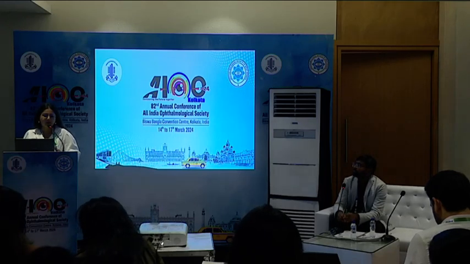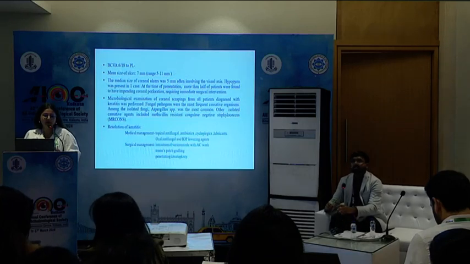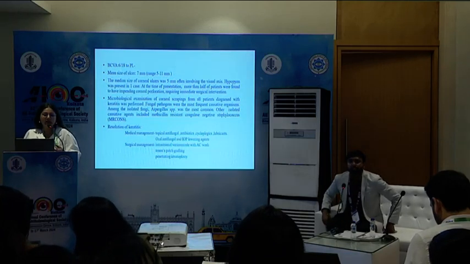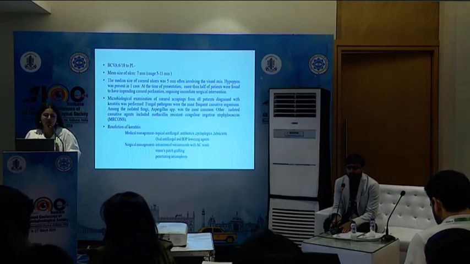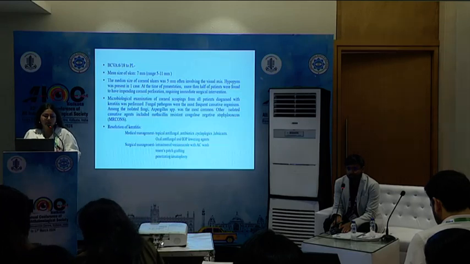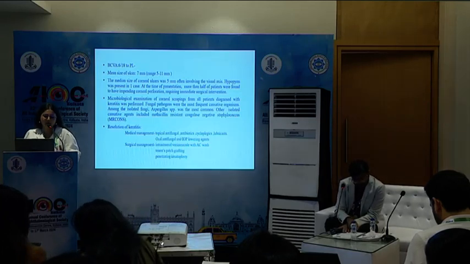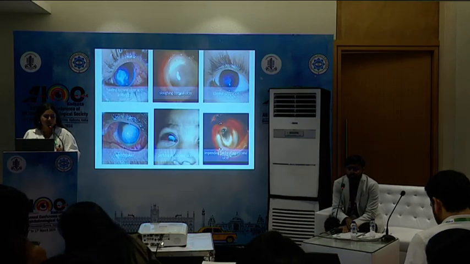The best corrected visual acuity ranged from 6/18 to PL negative, and size of ulcer was 7 mm, and half of the cases presented with corneal perforation needing surgical intervention. The most common organism extracted was fungal pathogen, and among them Aspergillus was the most common. Medical and surgical treatment was given accordingly. Here are some pictures of my cases, which show mostly sloughing corneal ulcers.